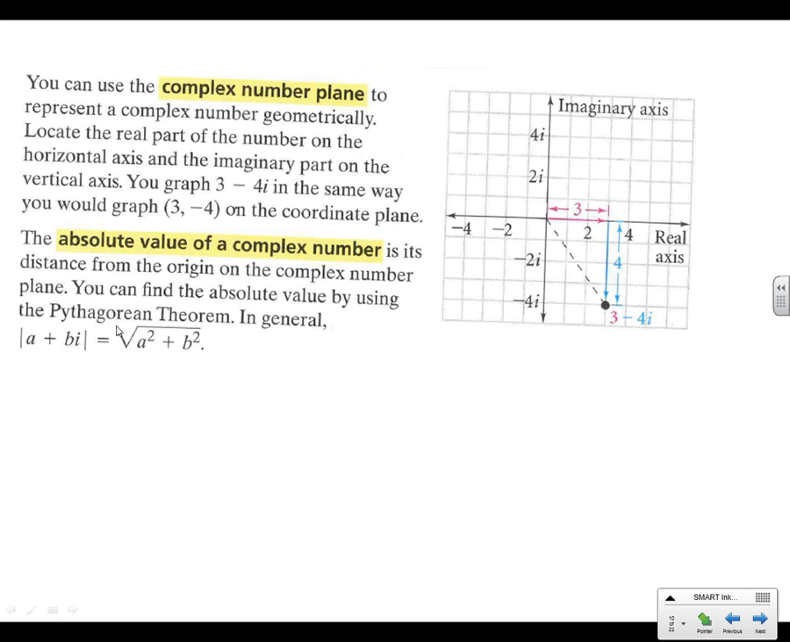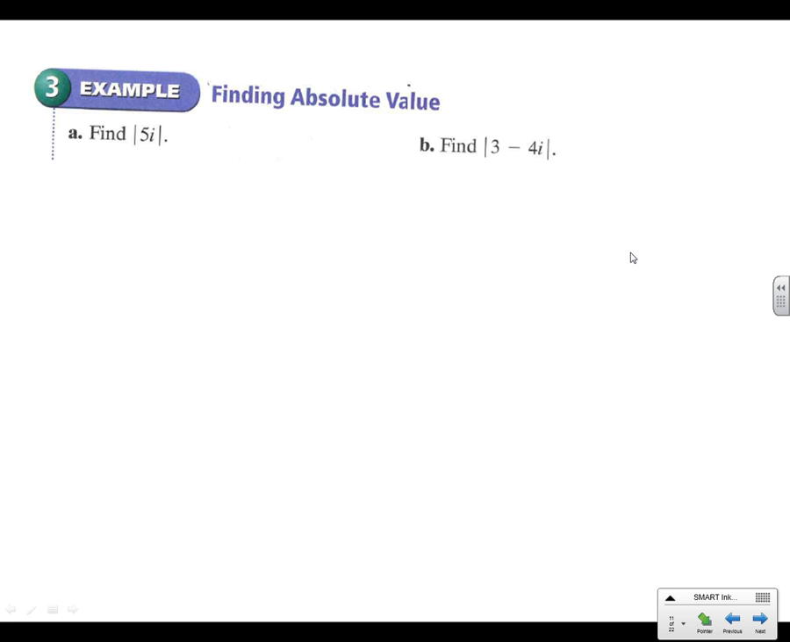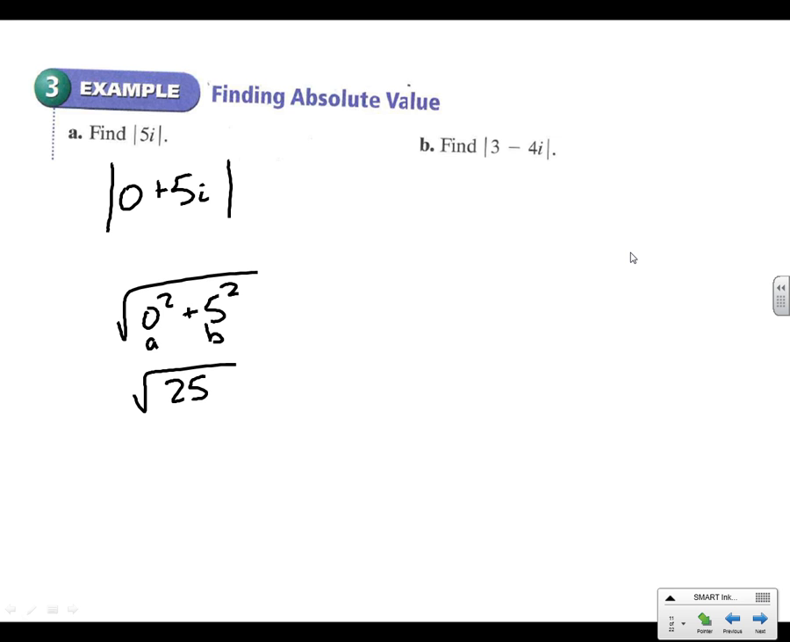Use the Pythagorean theorem, the square root of a squared plus b squared. This is why we did the skills check. So, absolute value. Let's do an example. I'm going to rewrite this as 0 plus 5i, right? So we have a real and an imaginary part. So we'll do the square root of 0 squared plus 5 squared, a squared and b squared. And so that's the square root of 25. And so my absolute value of 5i is just 5.